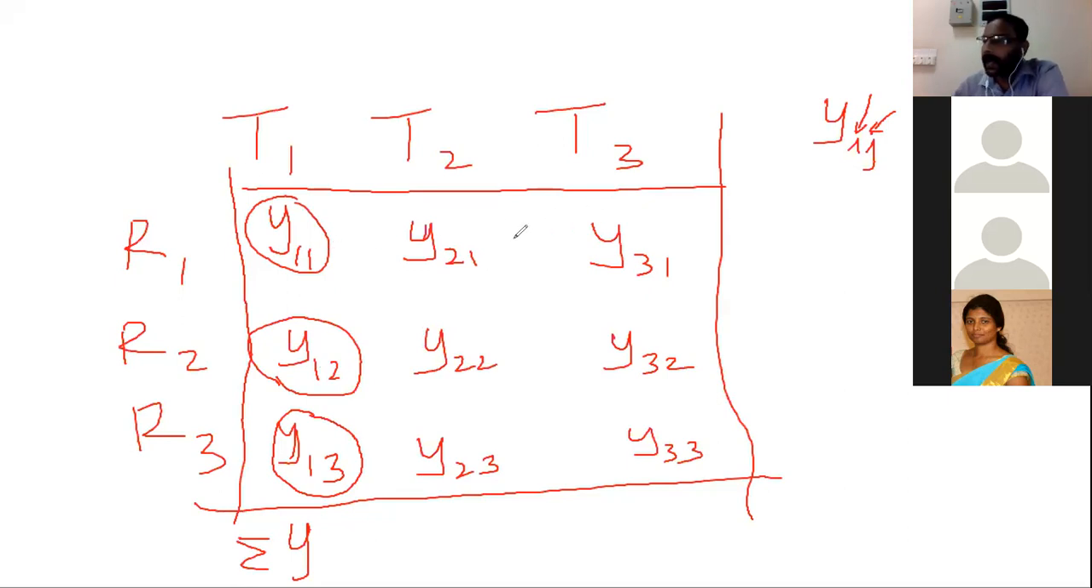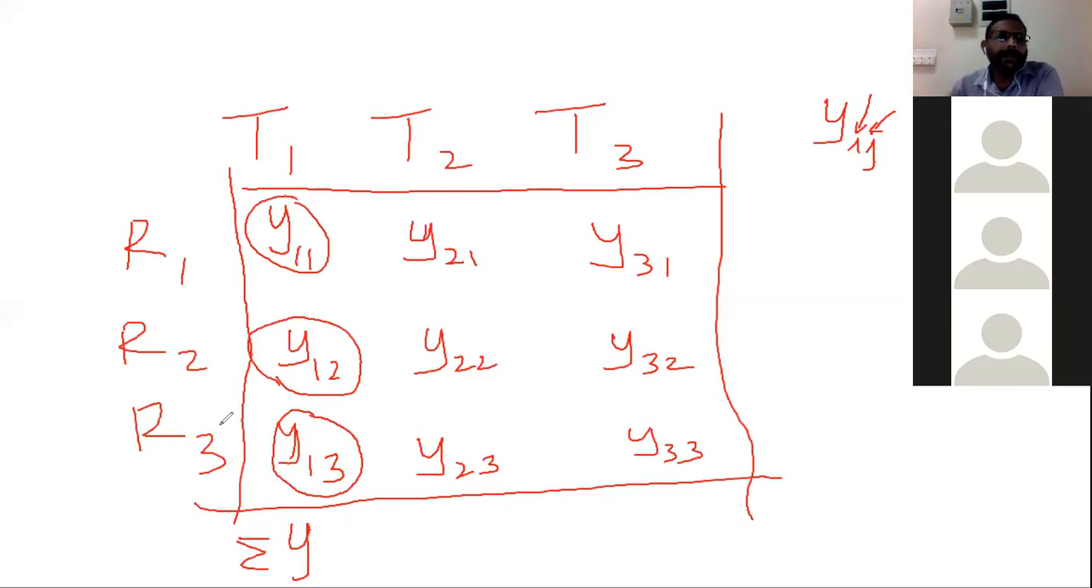Look at the digits I and J. Tell me by looking at this I and J. Treatment same, replicate different. Exactly. Replication. Yeah, we can say which treatment. If I add Y11, Y12, Y13, which treatment is that? T1, first treatment, right? So it is the first treatment total, isn't it?